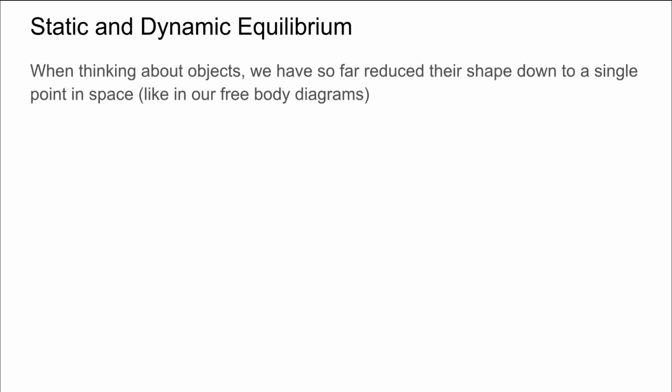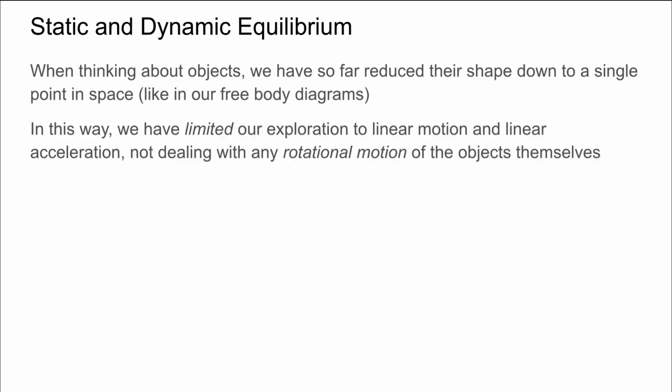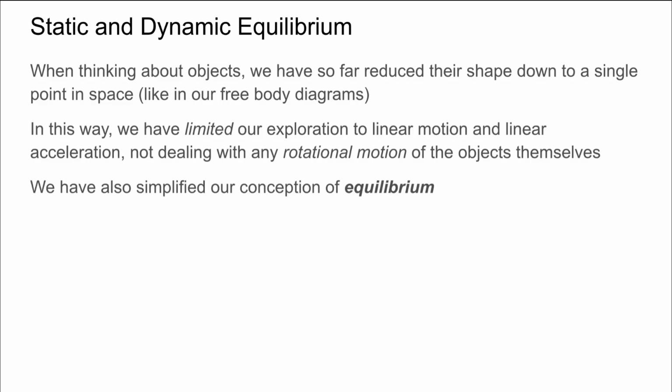Because we've only discussed translational or linear motion so far, that means that when we've been thinking about objects, we've been able to reduce their three-dimensional shape down to just a single point in space, like we've done in our free body diagrams. And in doing so, we've limited our exploration to linear or translational motion and linear or translational acceleration, and haven't worried about the rotational motion of the objects themselves.